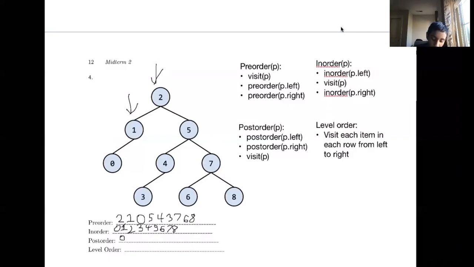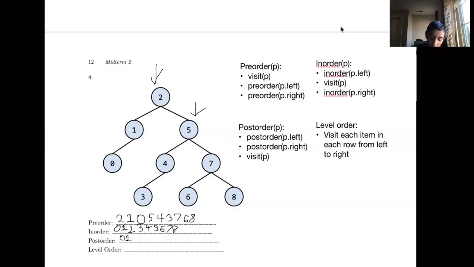And then for 1, now that we have finished traversing the entire left side of 1, now we traverse the right side of 1. However, there are no nodes on the right side of 1, so we are done with that. And so we visit the current node, which in this case is 1. And we are done with traversing all the left children of 2. But now we need to traverse all the right children of 2. So we go to the immediate right child of 2, which is 5.